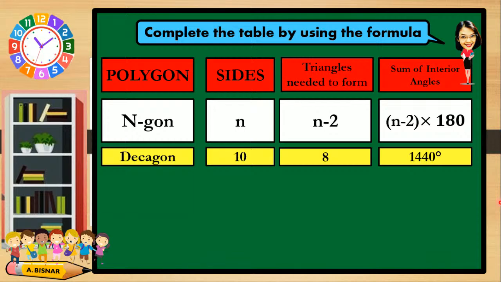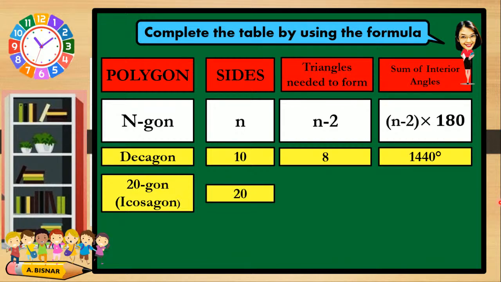How about with this? 20-gon or 20-sided polygon. Very good. So, I have the screenshots of your answers. A 20-sided polygon is also known as Icosagon. So, it has 20 sides. So, what will be the other answers to complete the table?